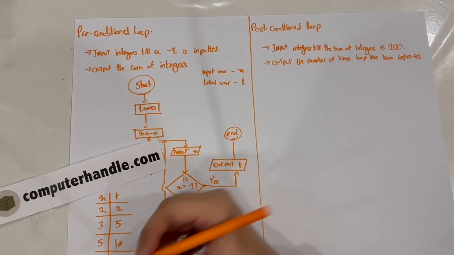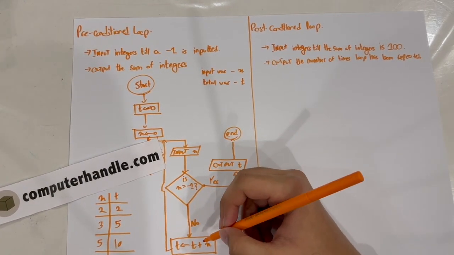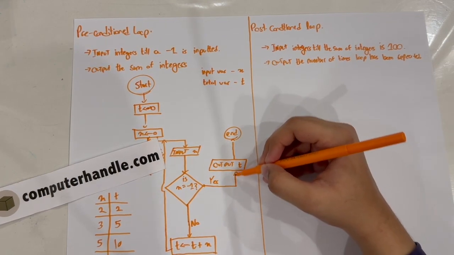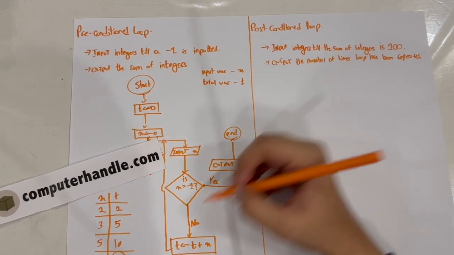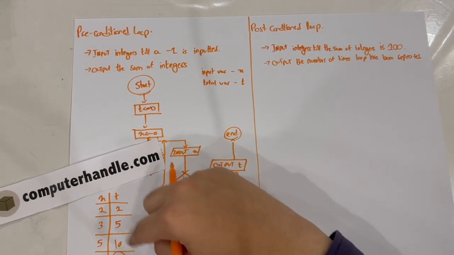Now this time I input the value -1. So the totaling won't occur again, because now it will proceed to the yes path. And the latest value of t, which is 12, is going to be output. This is going to be our final output for this data set.